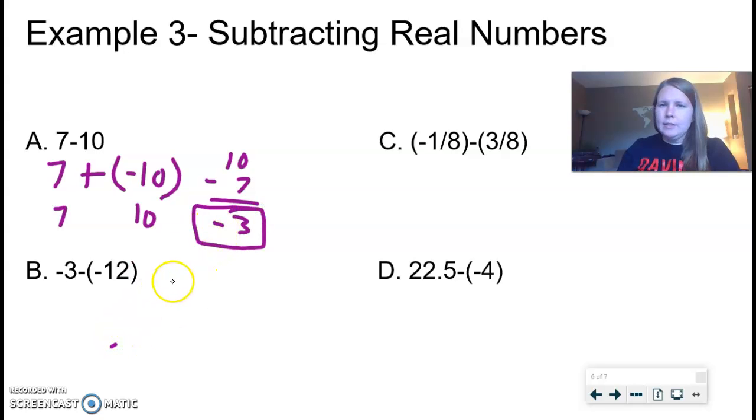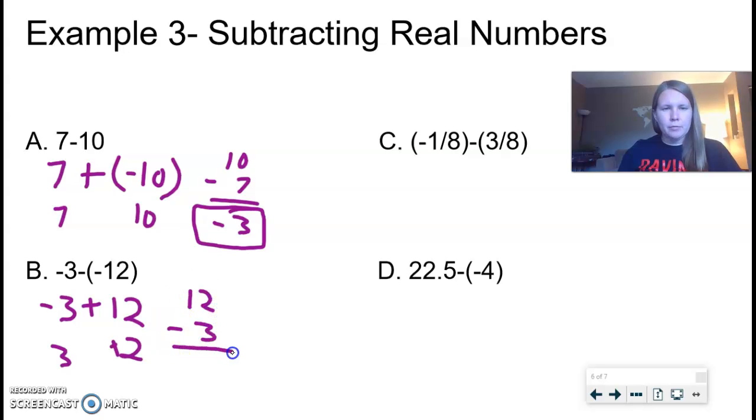All right, let's look at a couple more. I'll probably breeze through these a little bit because I want to be able to get to the last example. But this one, again, I want to change it to adding the opposite, so I'd have -3. I change this subtraction to plus, and I change the -12 to a +12. Opposite signs again, so I think about their absolute values. 12 is larger, so I'm going to take 12 minus 3. 12 minus 3 is 9.